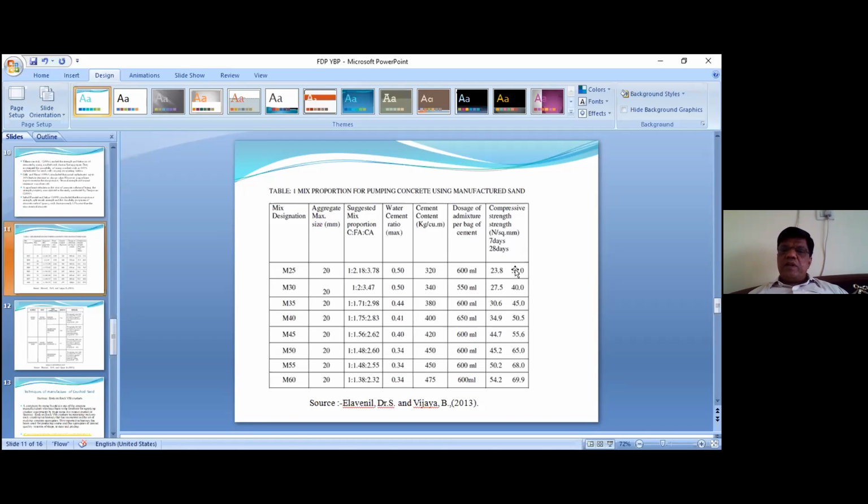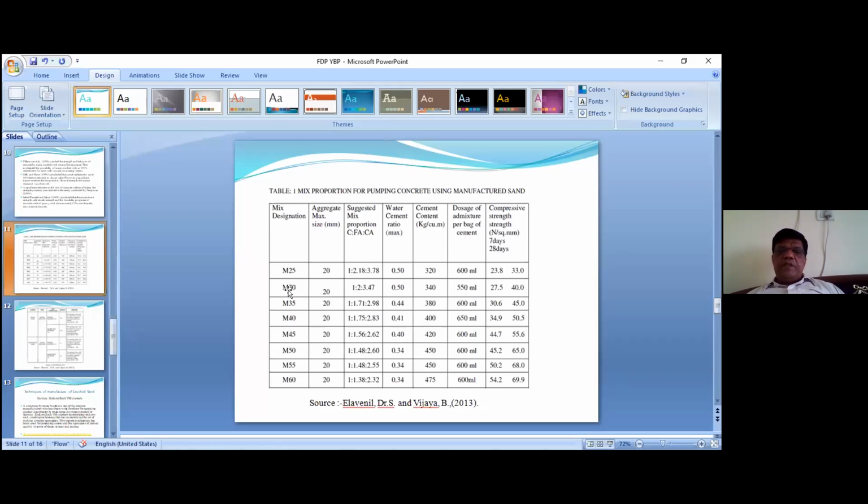Regarding compressive strength, for M25 the target strength will be higher, about 32. They have achieved 23.8 at 7 days itself, and the actual strength is near the target strength. So it is about 30, more than 32, 33.